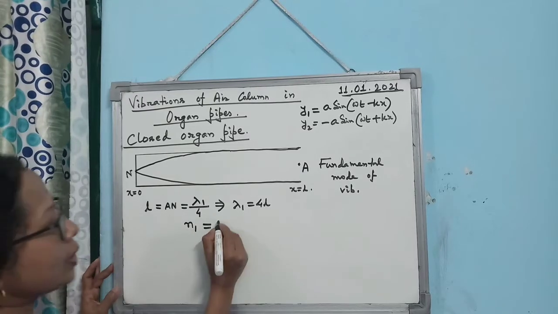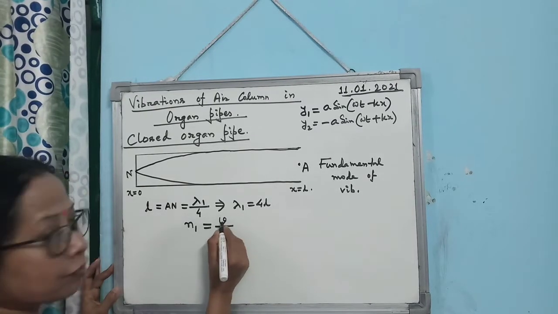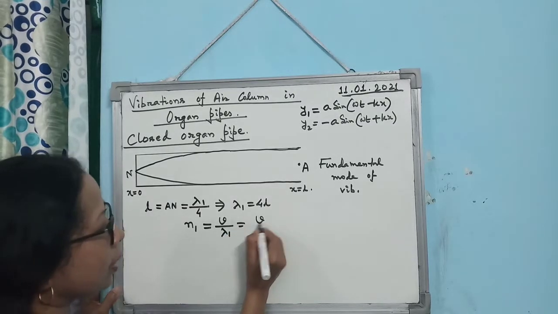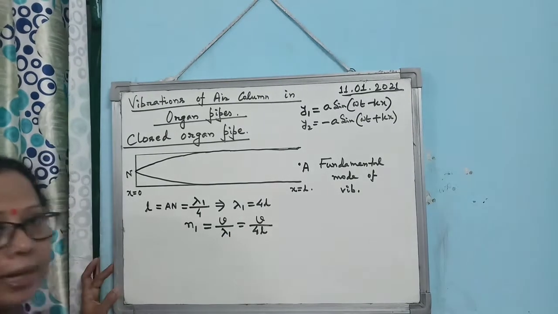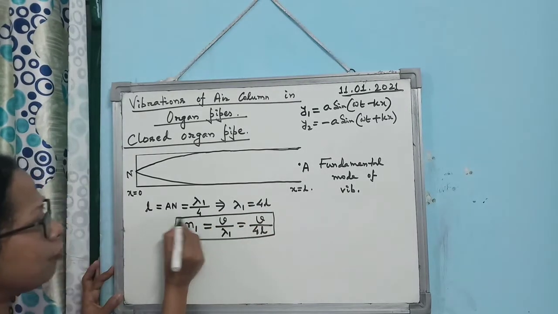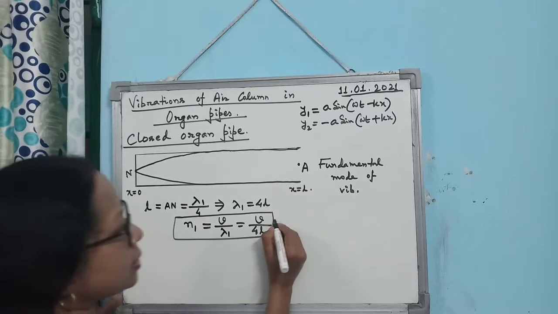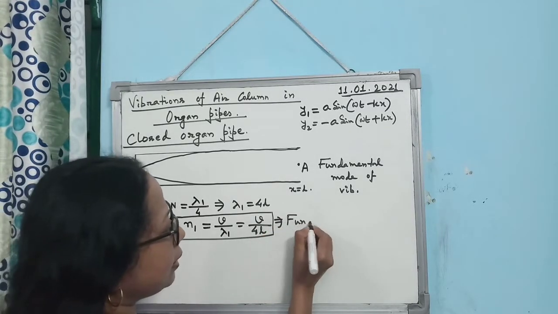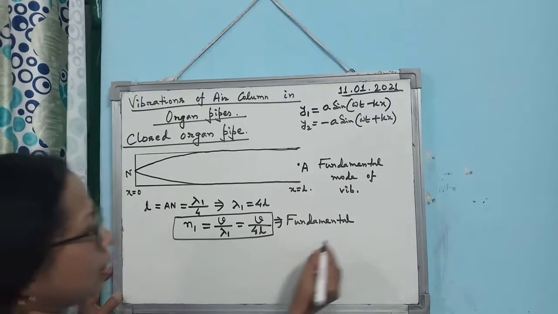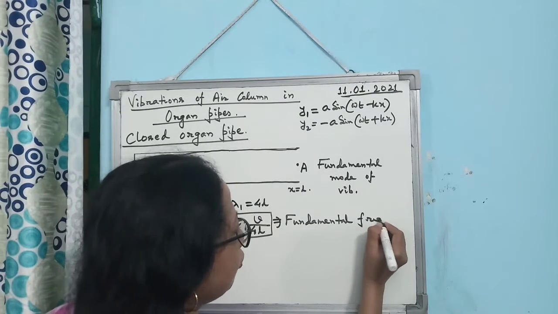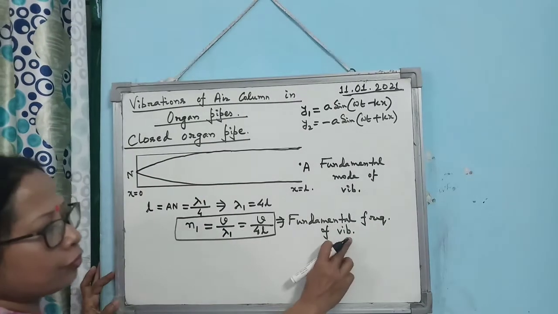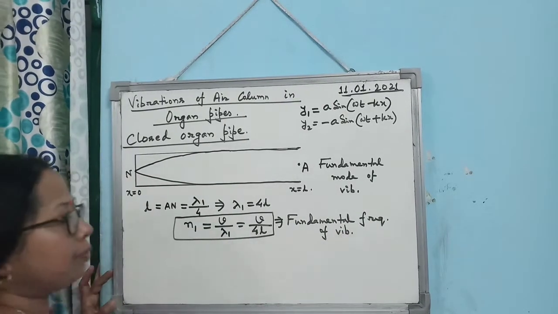Is that clear? So you know what will be the frequency of the fundamental mode of vibration. Frequency is given by speed of sound divided by wavelength. So what you are getting? You are getting v by 4L. This is the fundamental frequency of vibration of air column. I am writing the short form, nu 1, it means vibration.